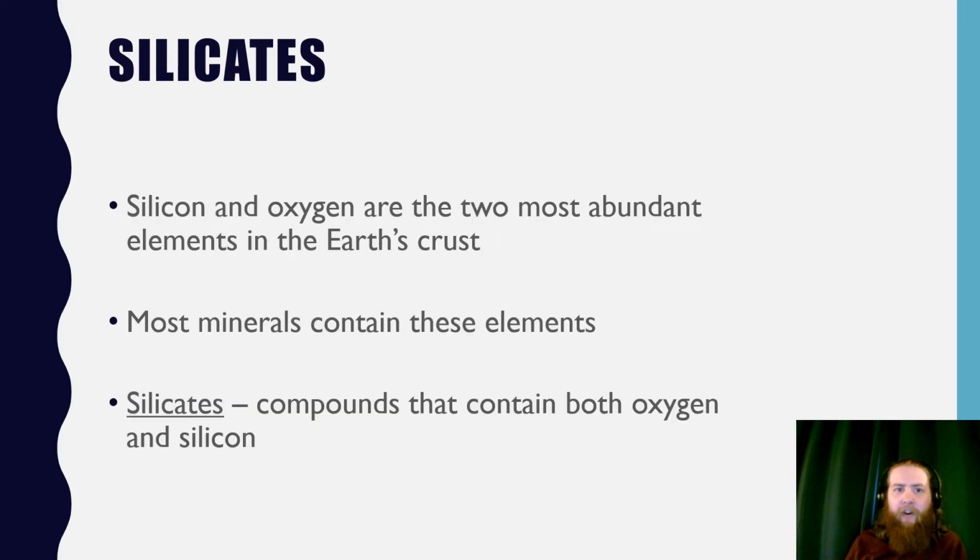The silicates are our most common minerals. Silicon and oxygen, if you remember from our list a couple slides back, are the 2 most abundant elements in the Earth's crust. And so most minerals contain these elements. So silicates are our most common mineral.